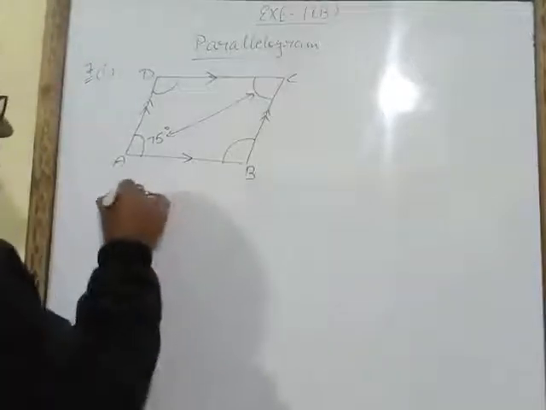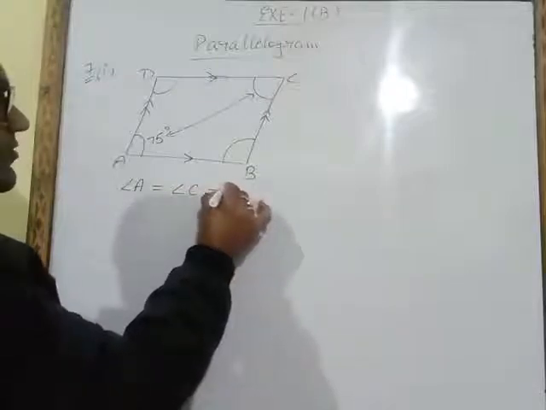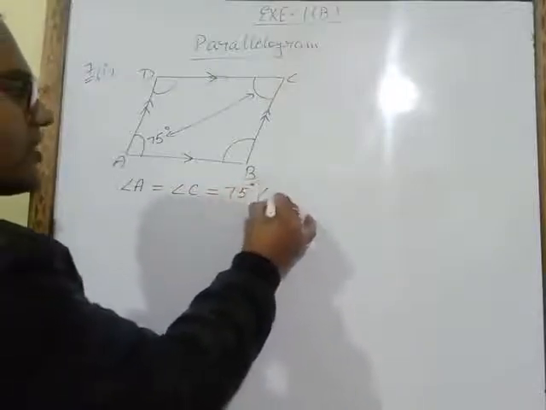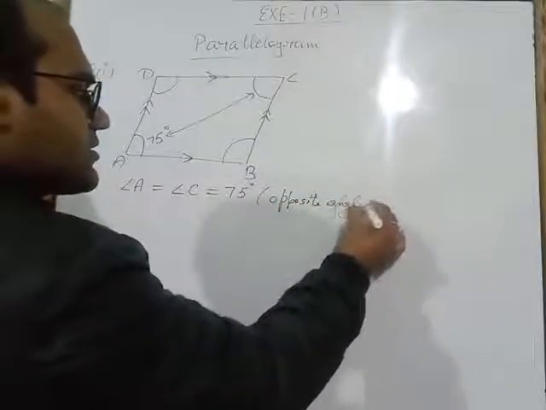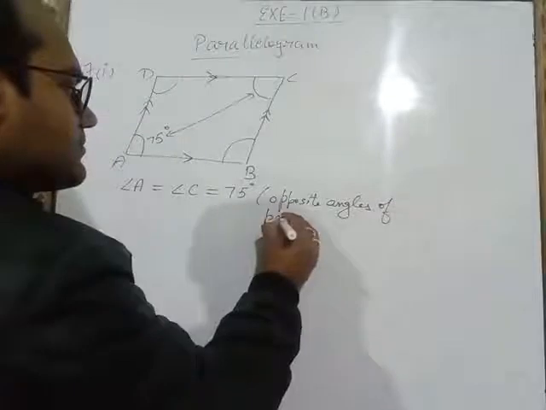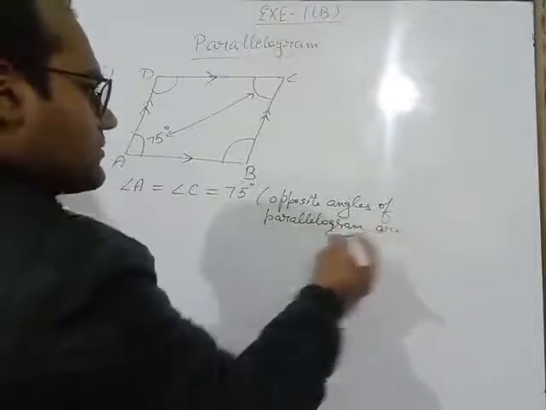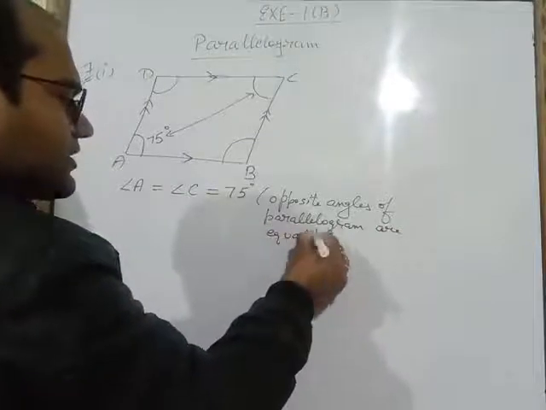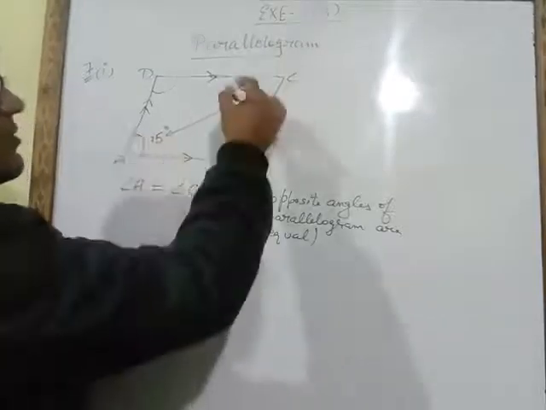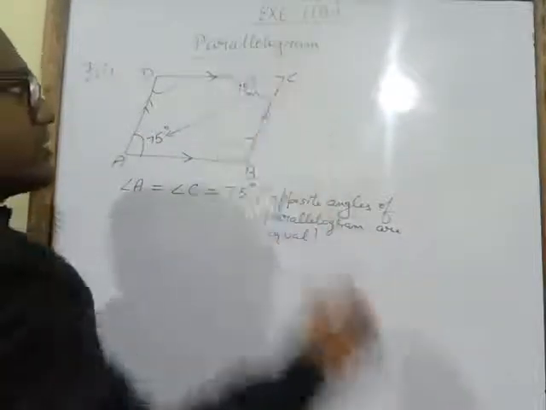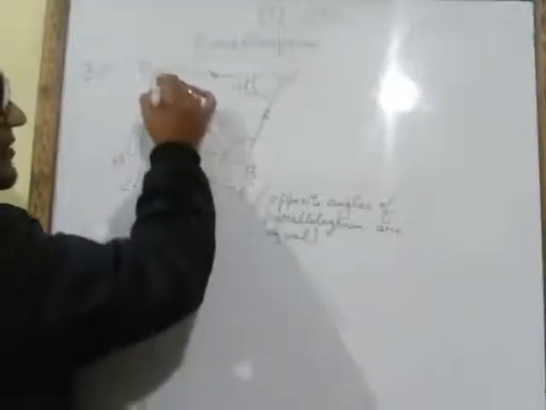So the value of angle A and the value of angle C both will be 75 degrees, because the property is opposite angles of a parallelogram are equal. This property we will use here. Opposite angles of a parallelogram are equal. So here it is 75 degrees. So we will say angle C will also be 75 degrees. Now we have to find these 2 angles also, angle B as well as angle D.